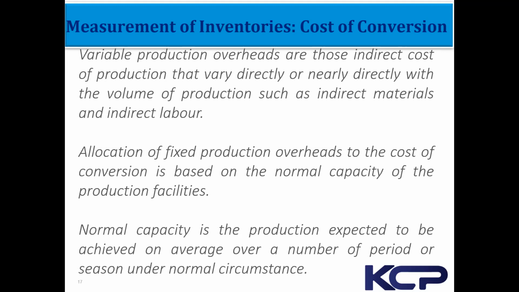Allocation of fixed overheads, production overheads to the cost of conversion is based on the normal capacity of the production facility. We have earlier mentioned that, right? Normal capacity is a production expected to be achieved on average over a number of periods or seasons under normal circumstances. We've said in our earlier illustration that the normal capacity of this place is 1,000, right? So when we are allocating the fixed overheads, we will allocate it based on the normal capacity.